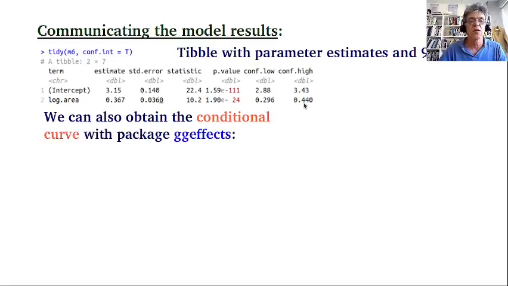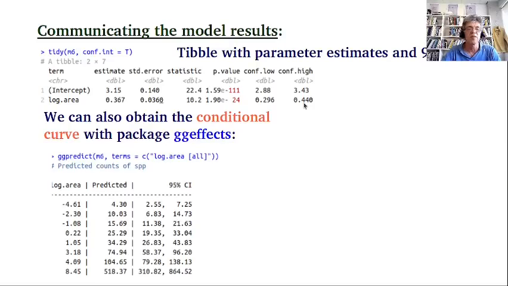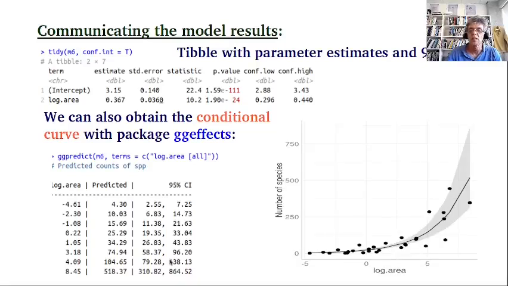We can also obtain the conditional curves with the package ggeffects. The main command is ggpredict, which gives us the log of the area, the predicted values, and the 95% confidence interval with which we obtain the following predicted curve. And we see that the conditional curve actually predicts pretty well the observed values, the observed number of species of our data set.